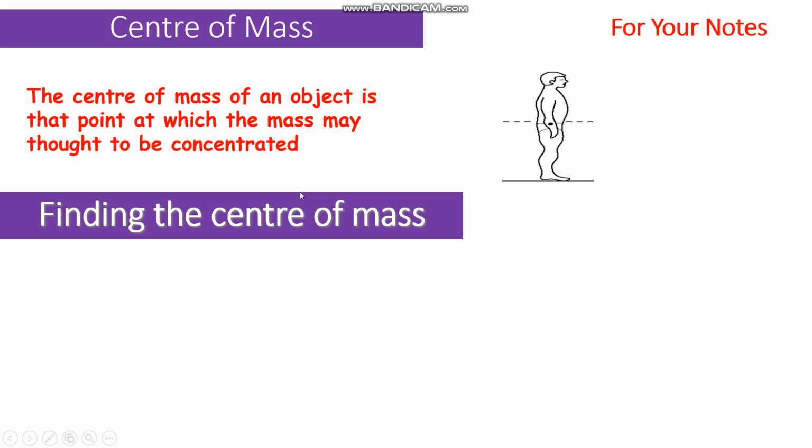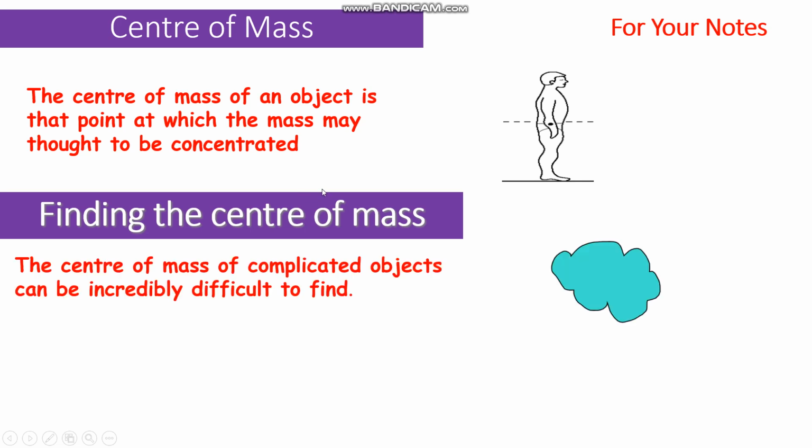Finding the centre of mass then, it can be easy and it can be difficult. So if you've got an object which has an irregular shape, a complicated shape like this here, it's relatively difficult to find where that centre of mass is, but we will be discussing how you do that a little bit later.